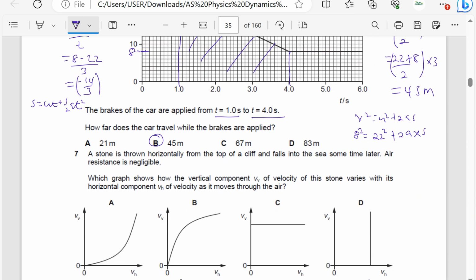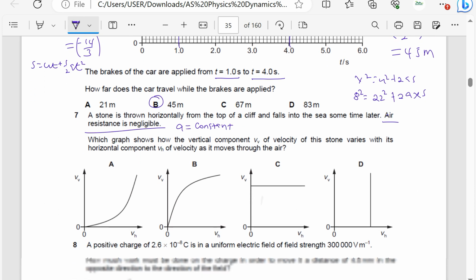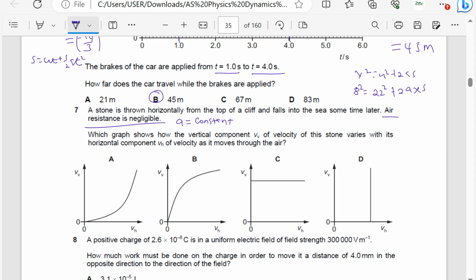A stone is thrown horizontally from the top of a cliff and falls into the sea. Some time later, air resistance is negligible. This is very important. If air resistance is negligible, then acceleration is going to be constant. Which graph shows how the vertical component v vertical of the velocity of the stone varies with its horizontal component vh of velocity as it moves through the air?